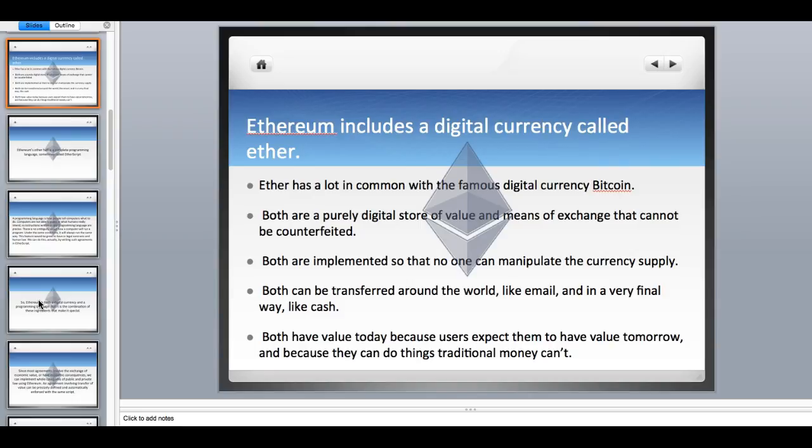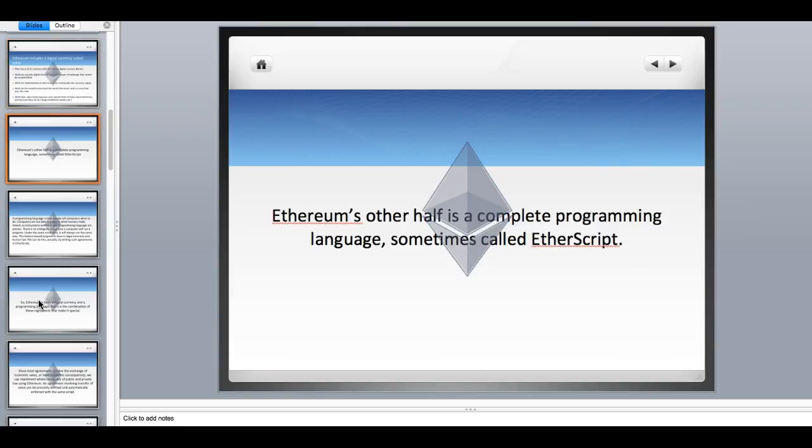Both have a value today because users expect them to have value tomorrow, and because they can do things that traditional money can't do. Period. Point blank. Now, Ethereum's other half is that complete programming language. This is often called EtherScript, and I'm going to leave a link to it, and you can play around with that if you're familiar with programming at all, right?